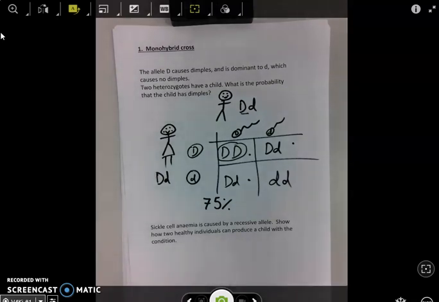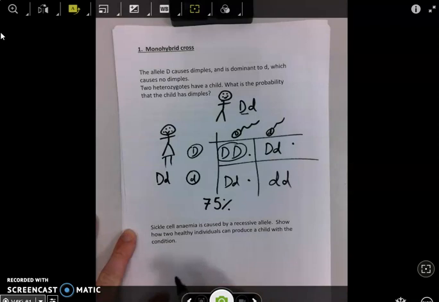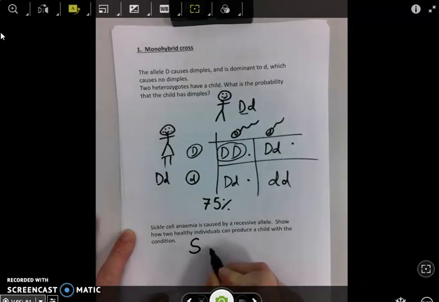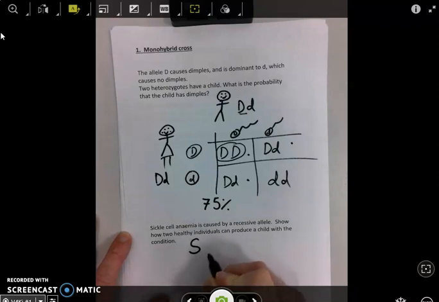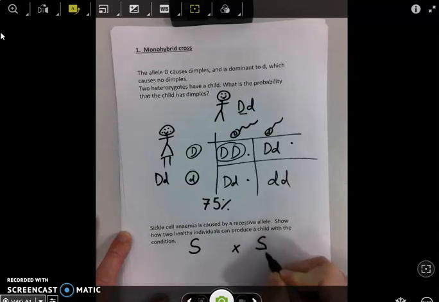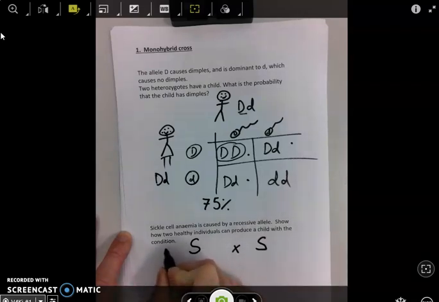Right, here's you checking that your working is a bit like mine. So this one doesn't actually give you the letters, so I'm going to go with S's, okay? Sickle cell anemia, that's the healthy version there. And we want two healthy individuals. So both of our individuals need to have at least one copy of that. So I'm going to have one parental genotype there. I'm going to cross it with this parental genotype here. Now they're going to produce a child with the condition. So they both need to have the recessive allele there.